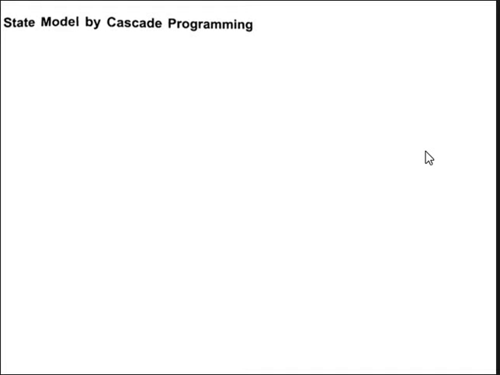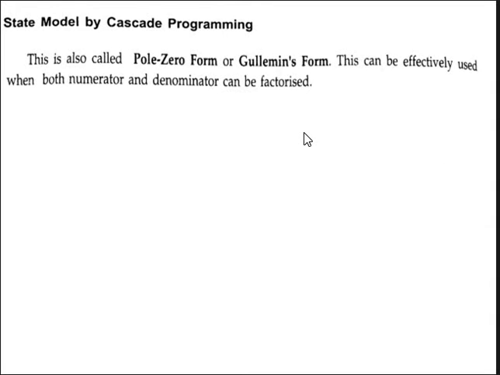Dear students, I explained here the cascade programming method. This is the final method, the last method in the fifth unit. If we complete this cascade programming method, the fifth unit is completed. This method is also called the pole zero form or Gullmann's form. These are the two different names for cascade programming.